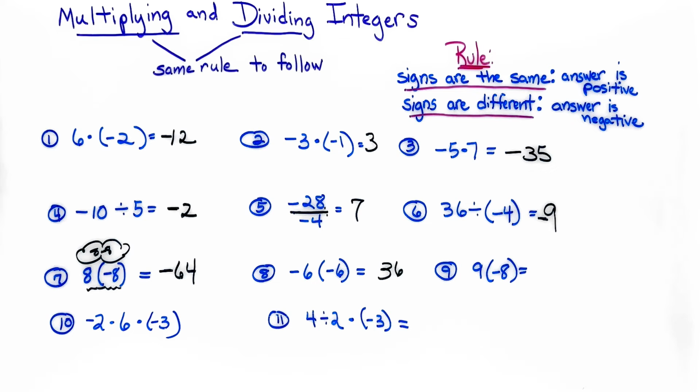So now I have 9 times a negative 8. And that is a positive times a negative. We know 9 times 8 is 72, and it will be a negative 72.